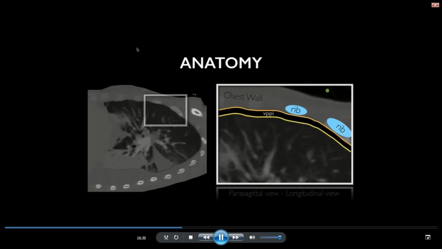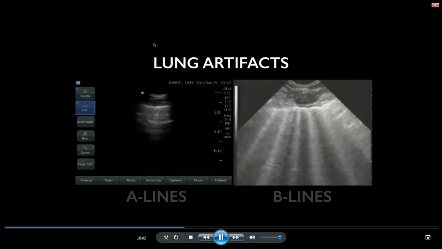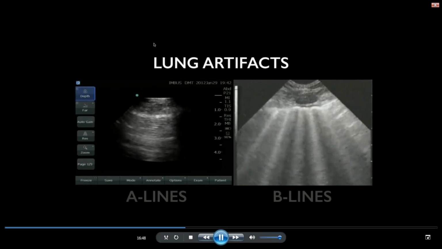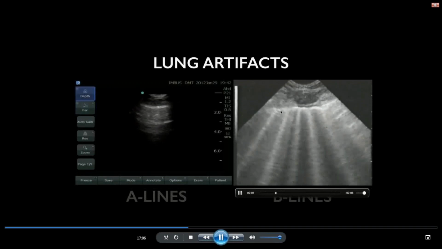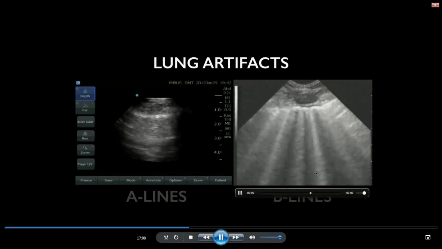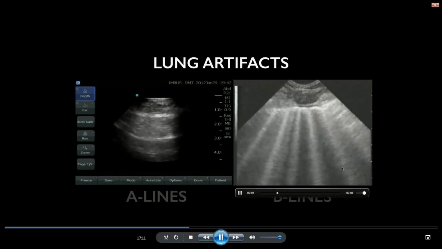So to quickly revise what we see in lung ultrasound, a typical view is the rib above, the rib below, and the visceral parietal pleura interface. And we see 2 different kinds of artifacts that are predominant in lung ultrasound depending on the amount of air and water distribution in the lung. On the left side, what you see is A lines, and these stand for air. On the right side, what you see is these vertical lines going from the pleural surface down to the bottom of the screen, also called B lines.